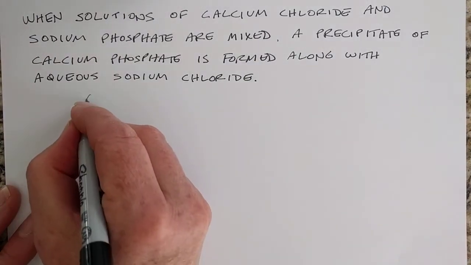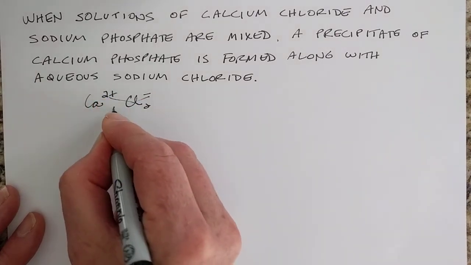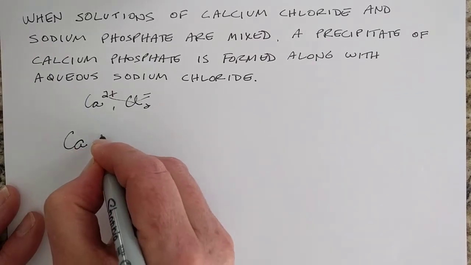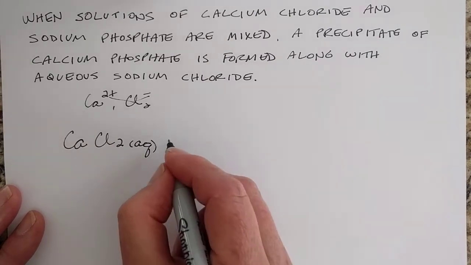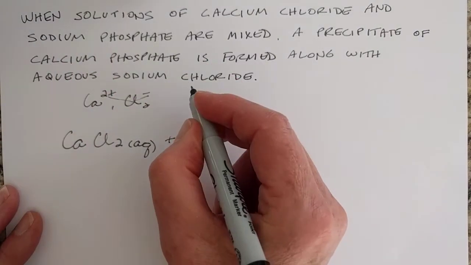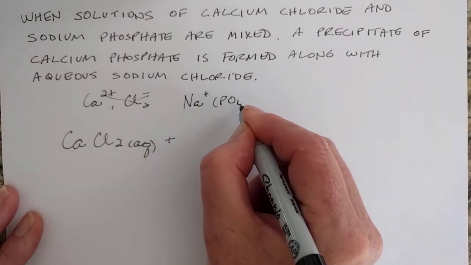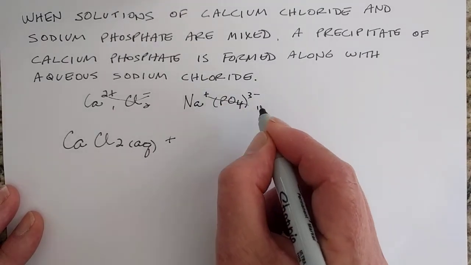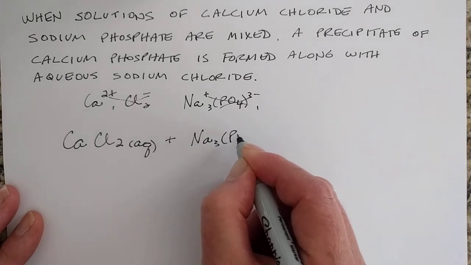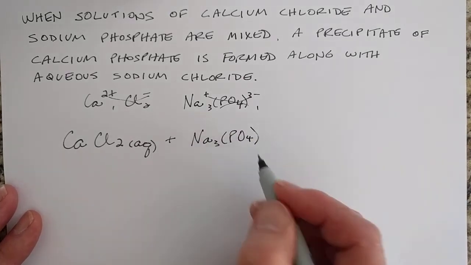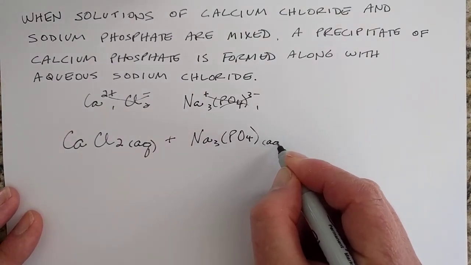Calcium chloride: calcium, 2 plus, chloride minus 1, cross your charges. So we get CaCl2. And it's telling us that's a solution, so we can write aqueous. Our other reactant is sodium phosphate. Sodium is a +1, phosphate, PO4, 3 minus. So our formula is Na3PO4. Oh, and I didn't need to put those parentheses, so you can have them or not. And this is also dissolved in water, so that's aq.